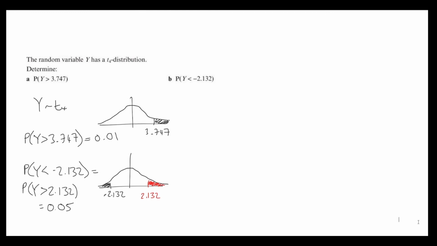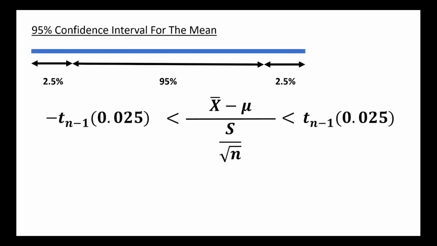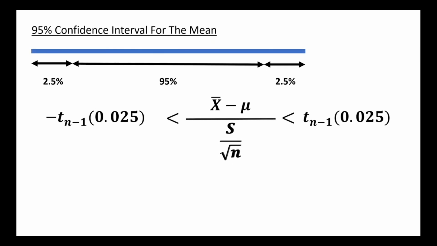So if we were to start with the t-distribution, as I've shown you, and we wanted to calculate a confidence interval, the 95% confidence interval is going to have 2.5% in each of the tails. The critical values that correspond to the 2.5% at the top end and the 2.5% at the bottom end can be found by using the tables and finding those critical values.